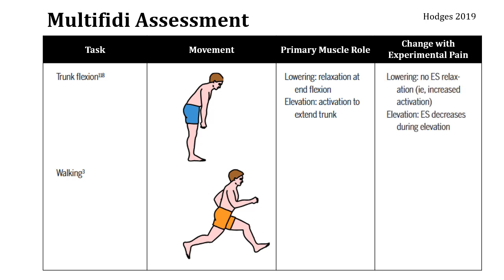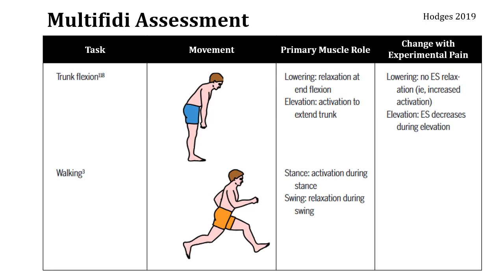What happens in the presence of pain? With the lowering, there's no erector spinae relaxation, and they actually increase in their activation, adding additional compression in an awkward position. And then with elevation, the erector spinae are decreased and inhibited during that elevation compared to the control.